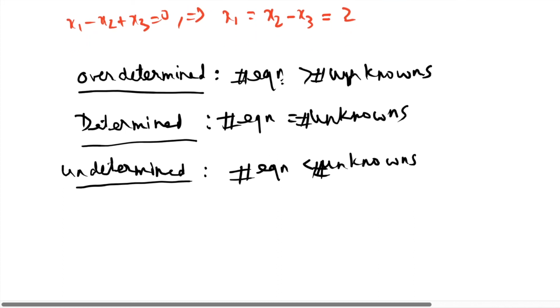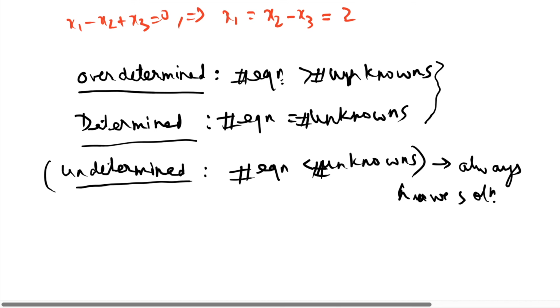And I'll show it to you, and maybe you can actually get it yourself right now, that an undetermined system will always have solutions. Whereas in the other two cases, the solution may or may not exist.